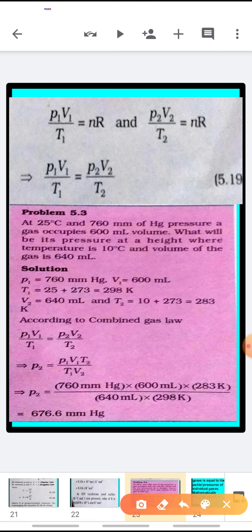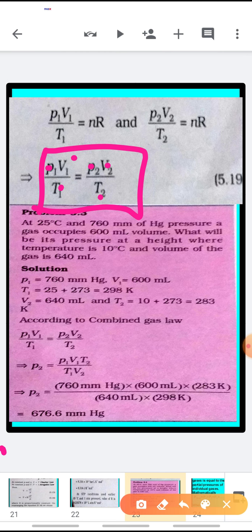Now children, we are going to solve a question. See the question carefully. At 25 degrees Celsius and 760 mm of Hg, a gas occupies 600 ml of volume. What will be its pressure at a height where temperature is 10 degrees Celsius and the volume of the gas is given? Here again we can use the same equation, where in the first case P, V and T are all given. But in the second case pressure is asked, while volume and temperature are given.